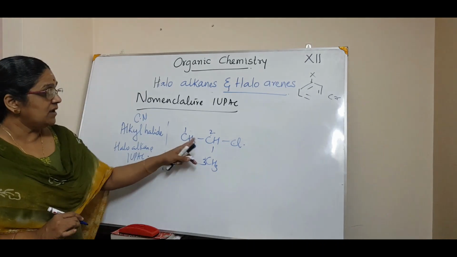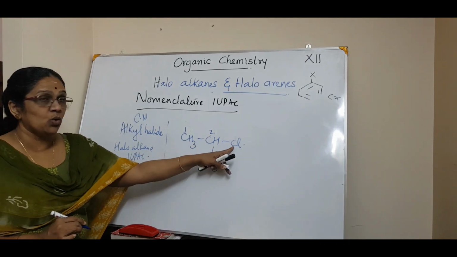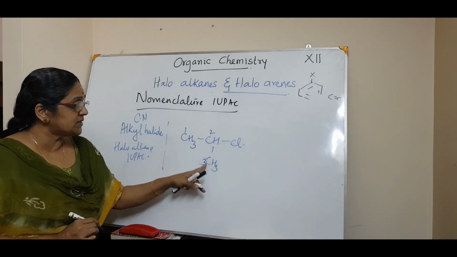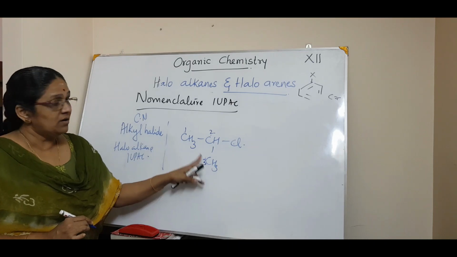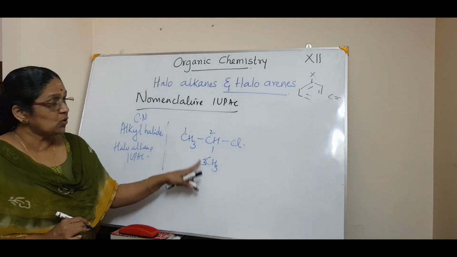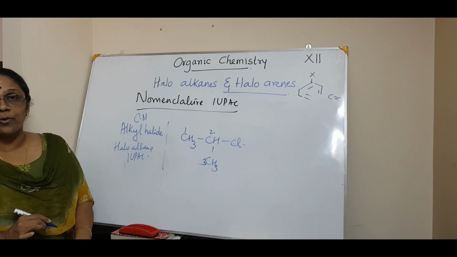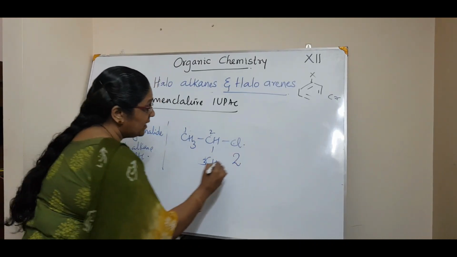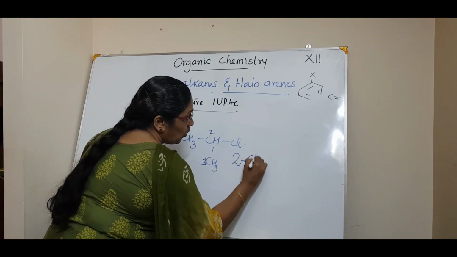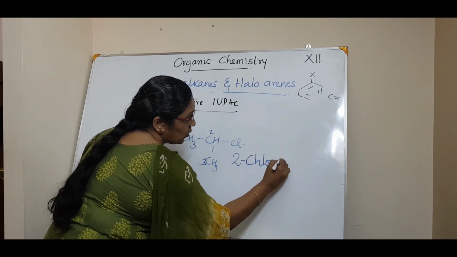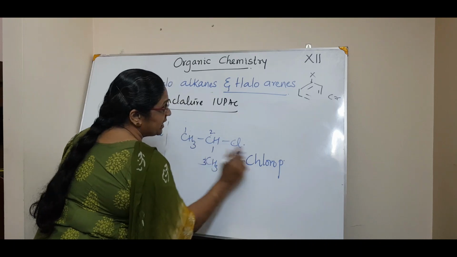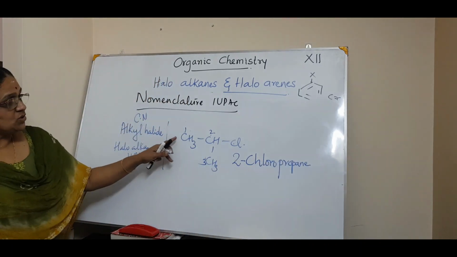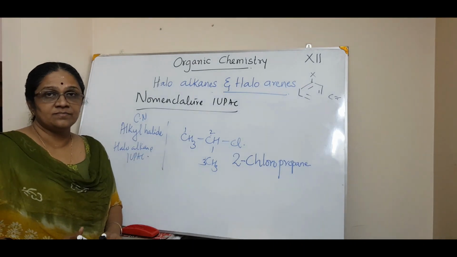So how will you write? It will be 2-chloro. Listen. 2-chloro. 1, 2, 3. 3 is prop, single bond, ane. So it will be 2-chloropropane. So I will write 2, then hyphen, chloro, Cl, chloro, 1, 2, 3. So it is propane. See? So this is 2-chloropropane.